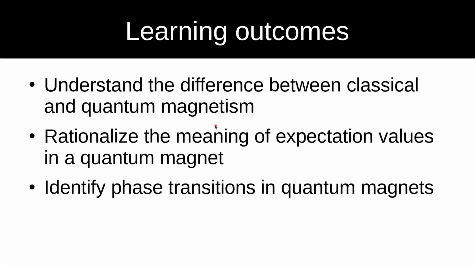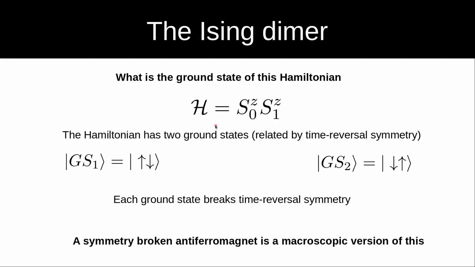We will see how we can understand different types of expectation values from the ground state and excited states of the many-body wave function of a quantum magnet. We will see how we can associate those different expectation values to phase transitions between different types of quantum magnets or between classical and quantum magnets. So let us start with understanding how can we go from classical magnetism to quantum magnetism, and what is the difference between the two of them.